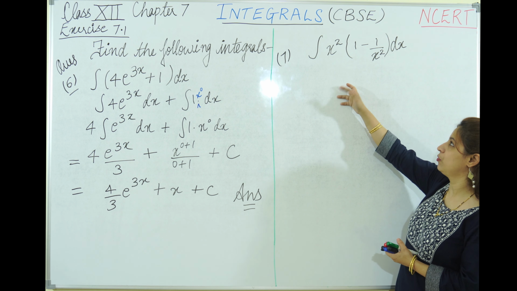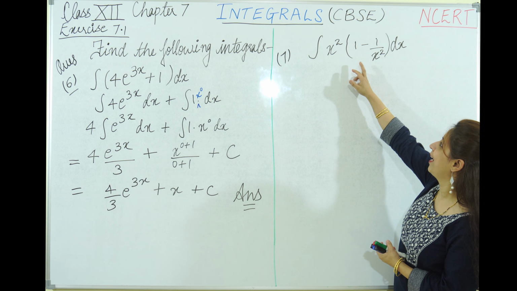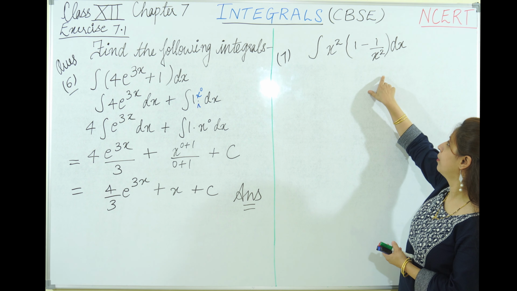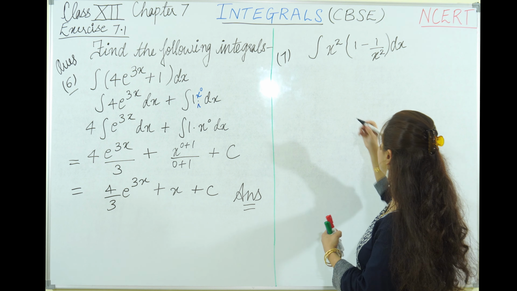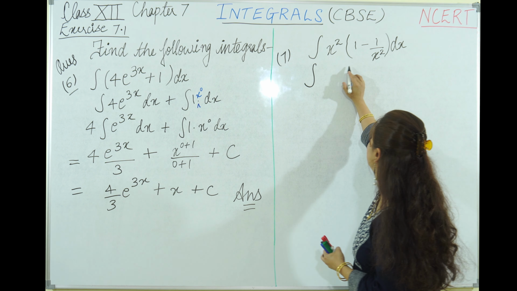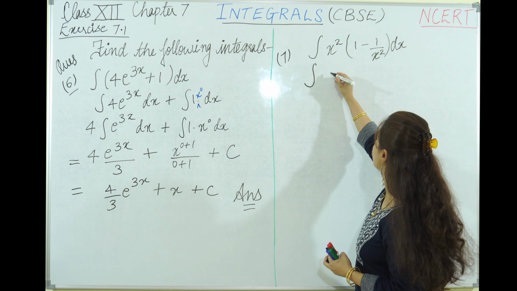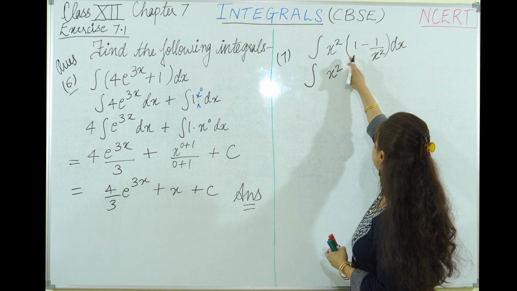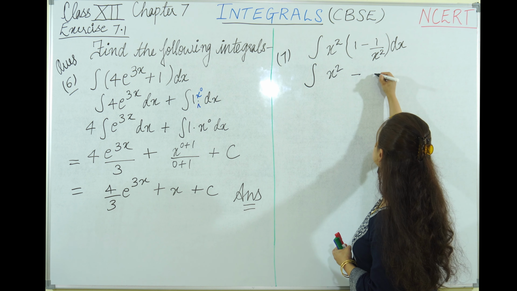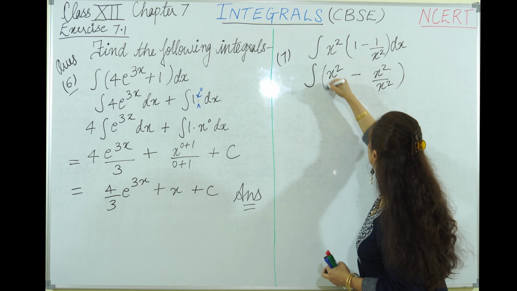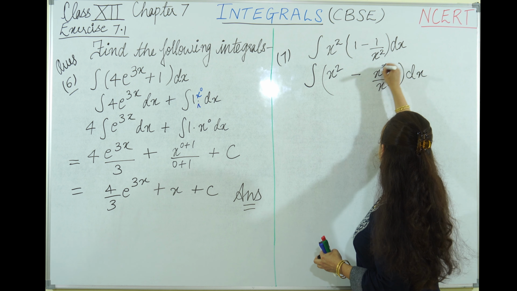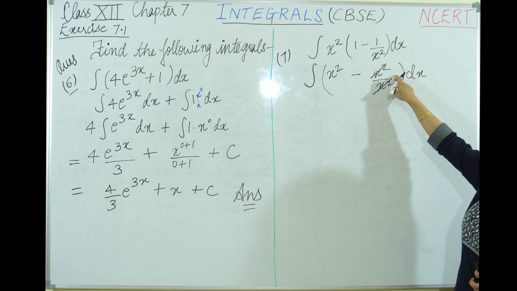So in question number 7 we are given x square in the bracket 1 minus 1 upon x square dx. So let us multiply it. Okay, so x square will be multiplied individually. So here we will be getting x square into 1 will be x square minus x square upon x square. Okay, and the whole dx. So it will get cancelled. So here we are left with 1.